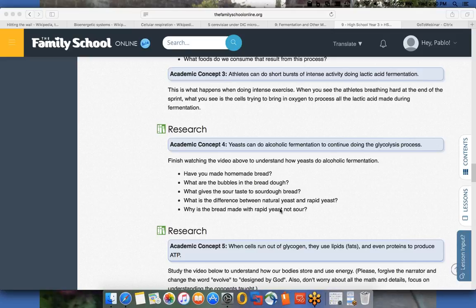So the natural yeast, what happens is that it takes, you know, about 12 hours for natural yeast to produce enough carbon dioxide to rise the bread. During all that time, the natural yeast have switched from cellular respiration to alcoholic fermentation. Okay? Does that make sense?